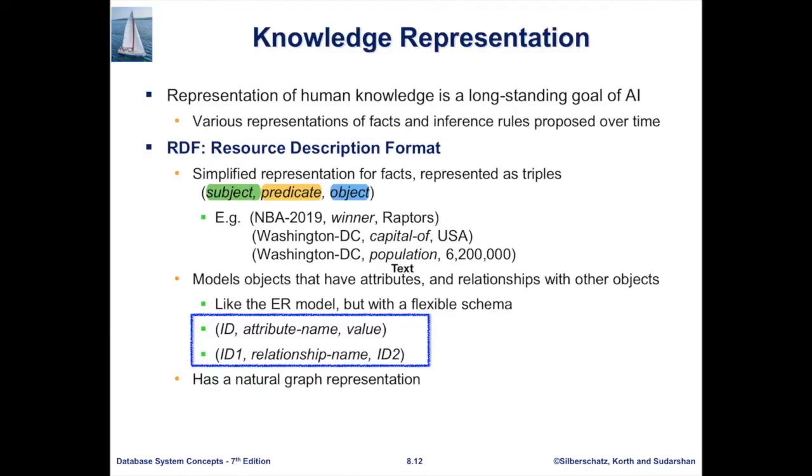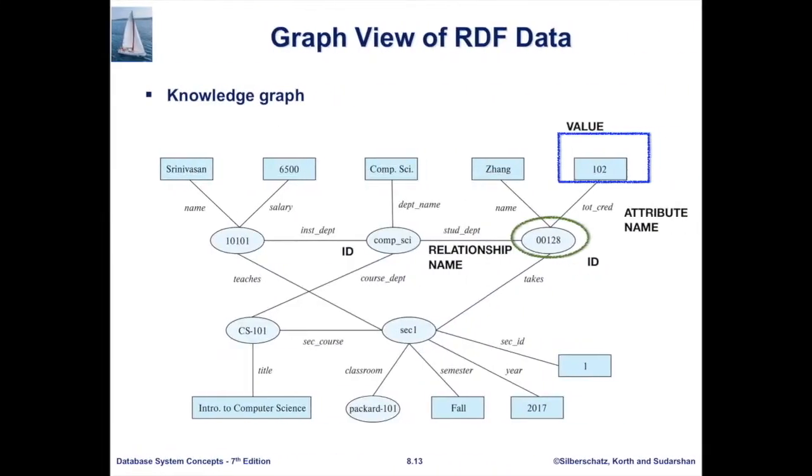Tapos, we can also specify that there is a relationship between two entities na may primary key ID 1 and then primary key. Okay, so the RDF has a natural graph representation where yung triples natin are the edge list and the nodes are the subject and the object. So this is an example of a knowledge graph.